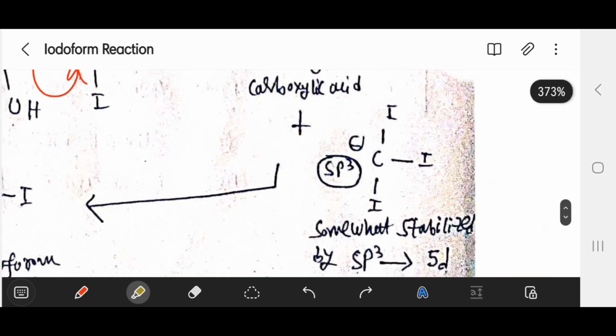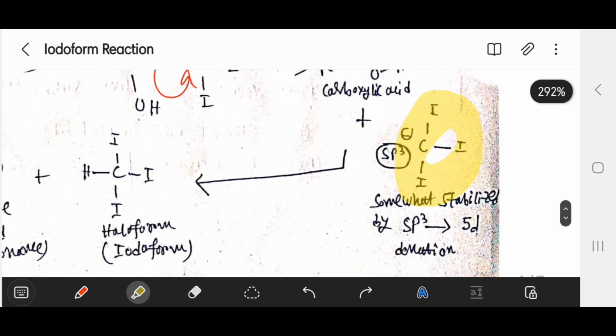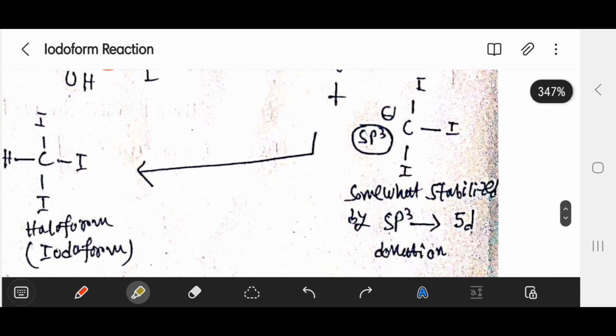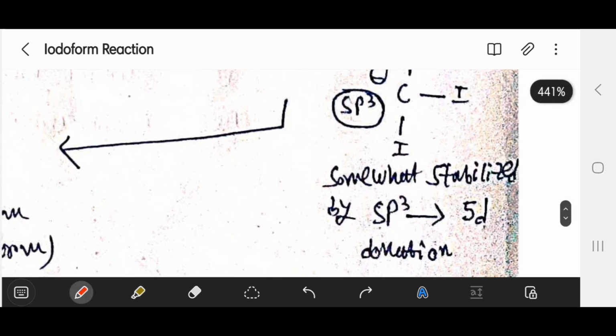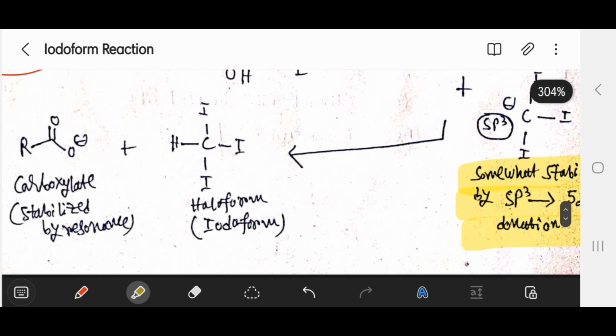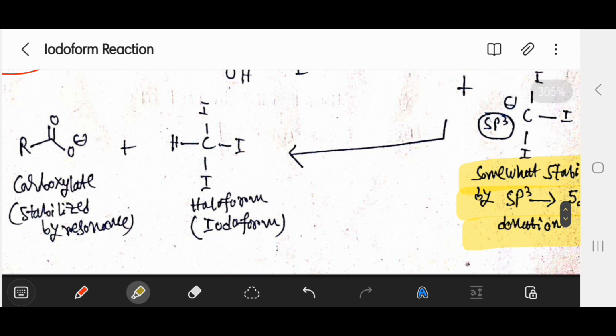Now this entity is somewhat stable because the carbon here is sp3 hybridized, and iodine has vacant 5d orbitals, and sp3 to 5d donation occurs to some extent, though it is very weak compared to sp3 to 3d donation like in chlorine. So CCl3 minus is much more stable than CI3 minus. This is another question that may come in some exams or something like that.